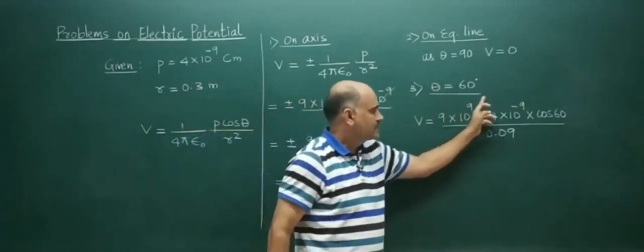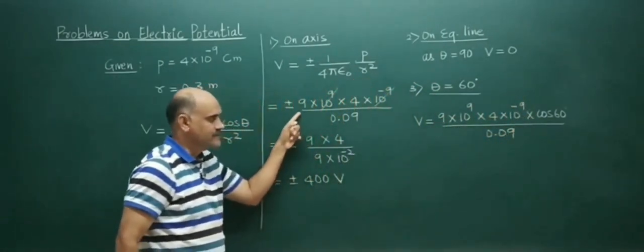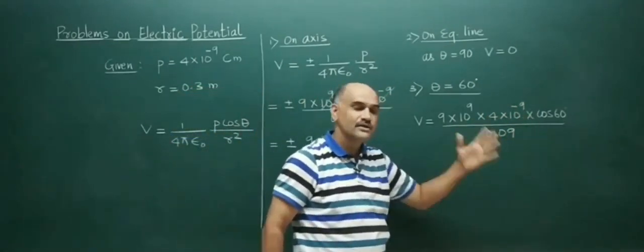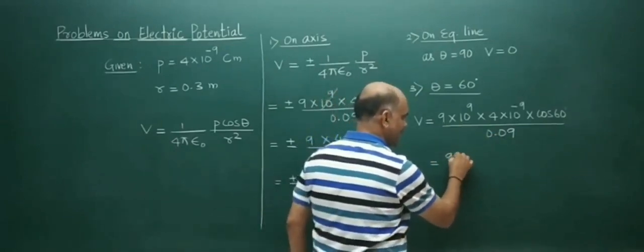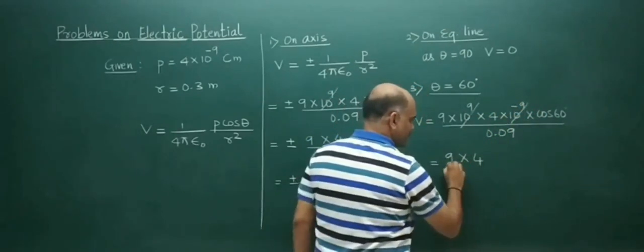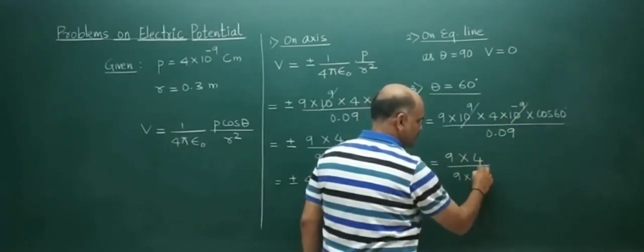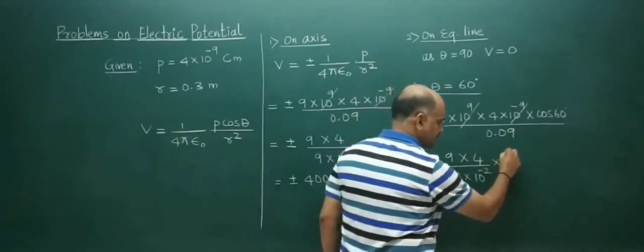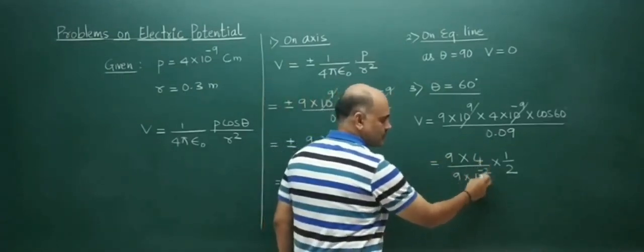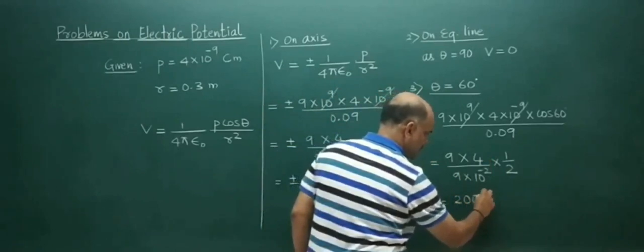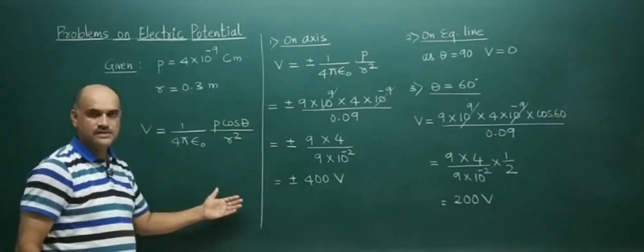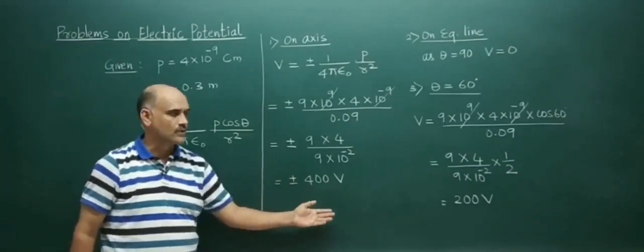Now this we had simplified over here. So it will be 400. Cos 60 is 1 by 2. So you will be getting the answer 200. If I simplify 9 into 4, this gets cancelled. 0.09 I will write as 9 into 10 raised to minus 2. Cos 60 is 1 by 2. So if you simplify, 9 gets cancelled, 2 if you take to the numerator, you will have 200 volt. Clear, students? So again you can pause and note down the solution.